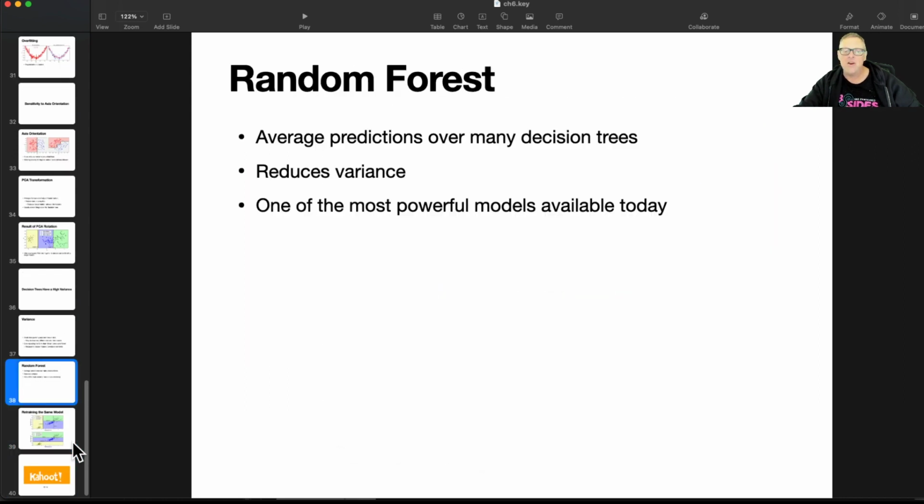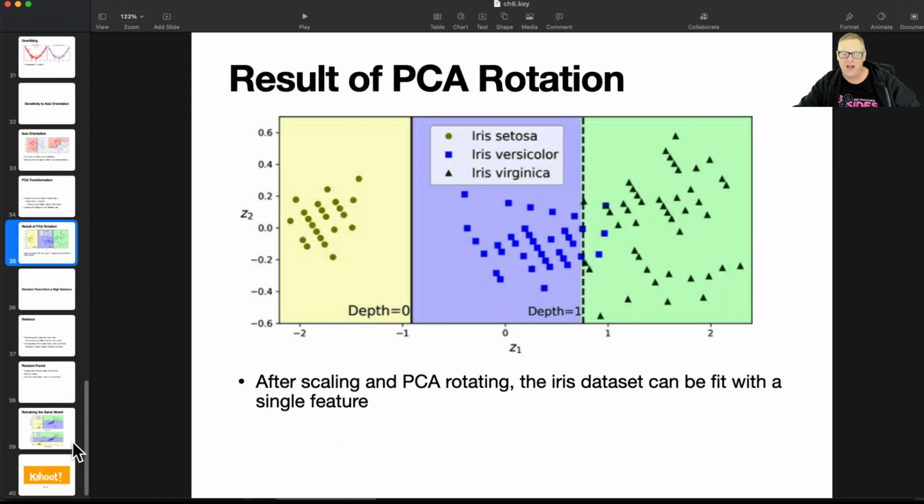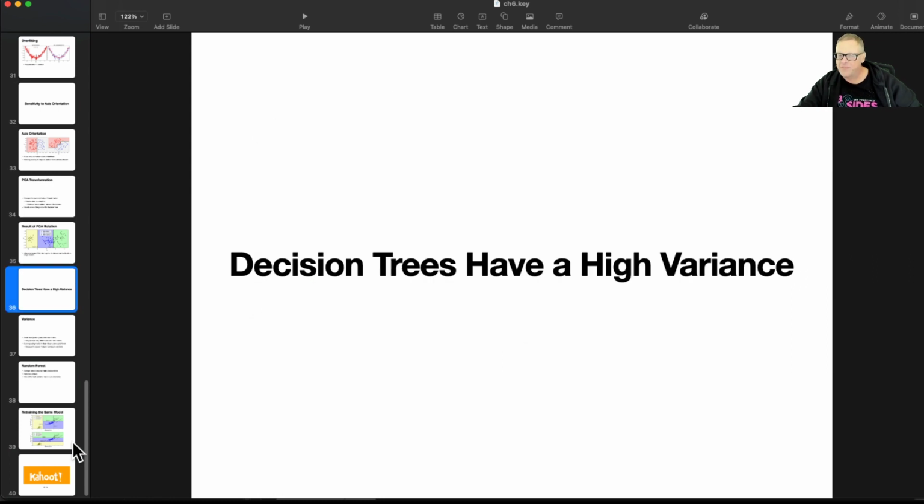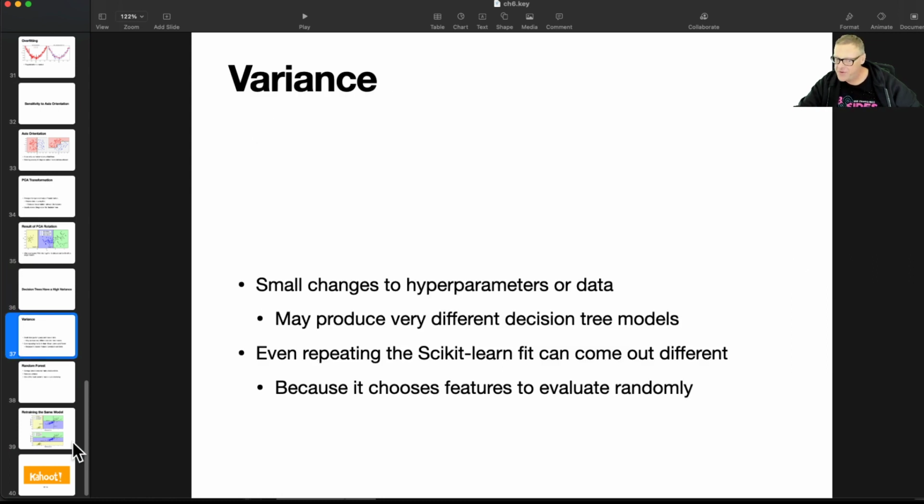All right, and here's another thing that is kind of nuts. If you repeat the training, you will not get the same answer. Small changes may produce very different decision trees because it just is a greedy algorithm. It tries to dot a line somewhere, so even one small change might make it decide to make a different one, and it chooses the features to evaluate randomly, which feature to use.